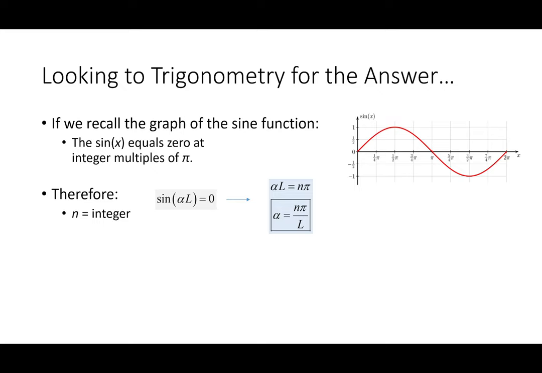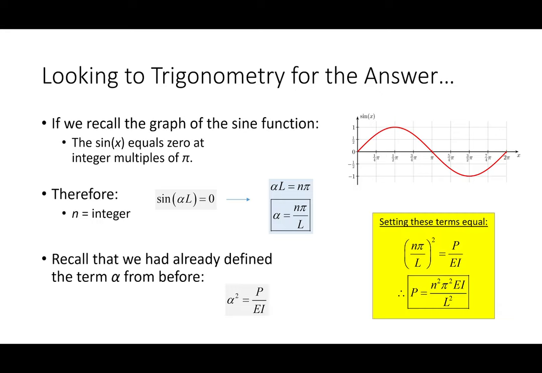So I can solve for alpha. I can square alpha, set alpha squared equal to P over EI, and solve. And I get this. I propose that this term is an expression for the load that causes buckling: pi squared EI over L squared times this integer. And this integer is just sort of sticking out there.